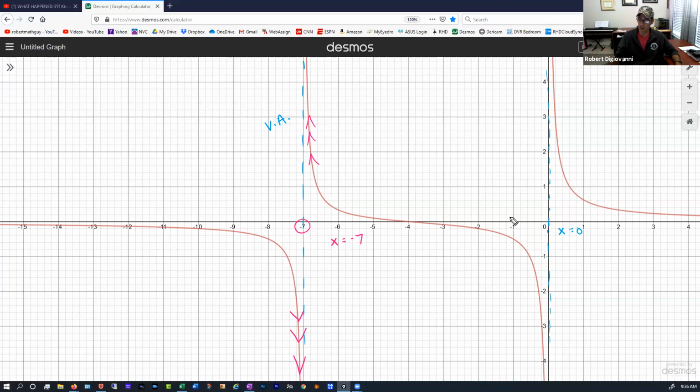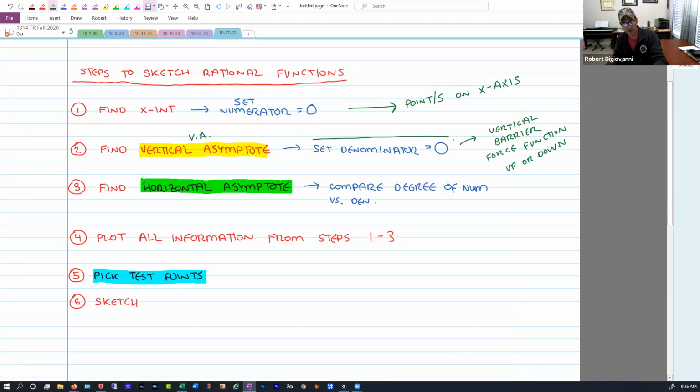So the way that we go and actually find those is by setting the denominator equal to 0. So anytime we set the denominator equal to 0, we solve that equation. Whatever answers we get are going to be where we have vertical barriers. All right.